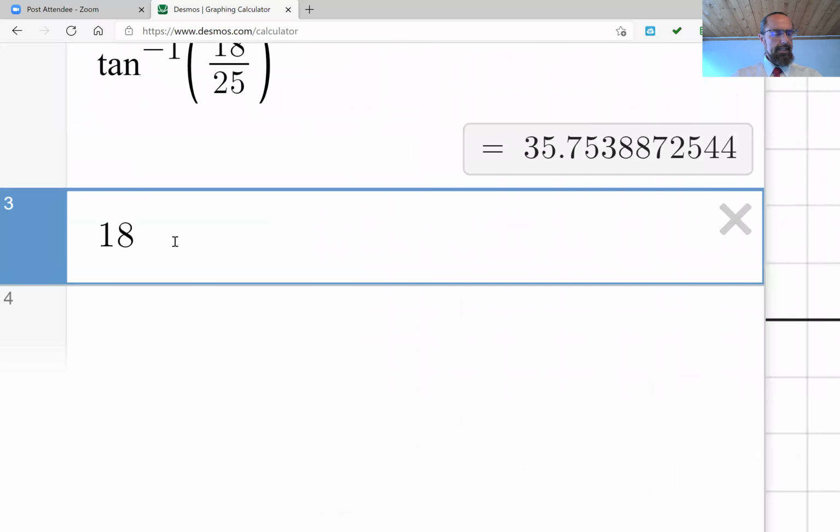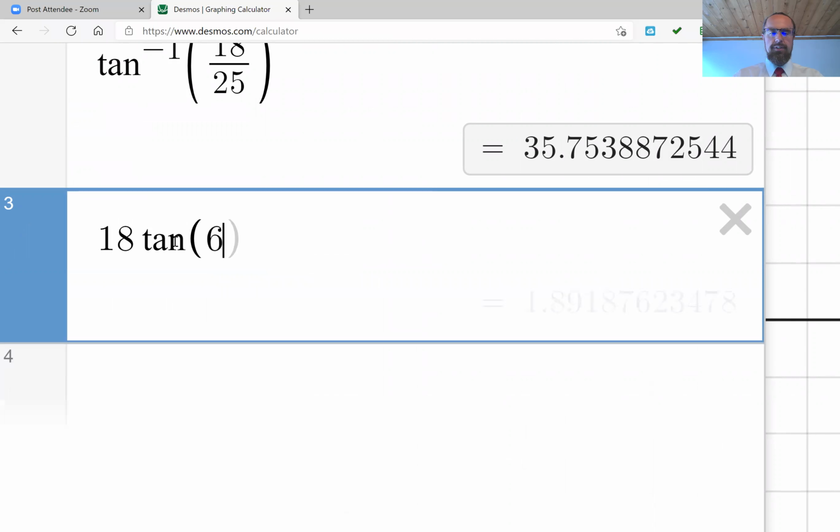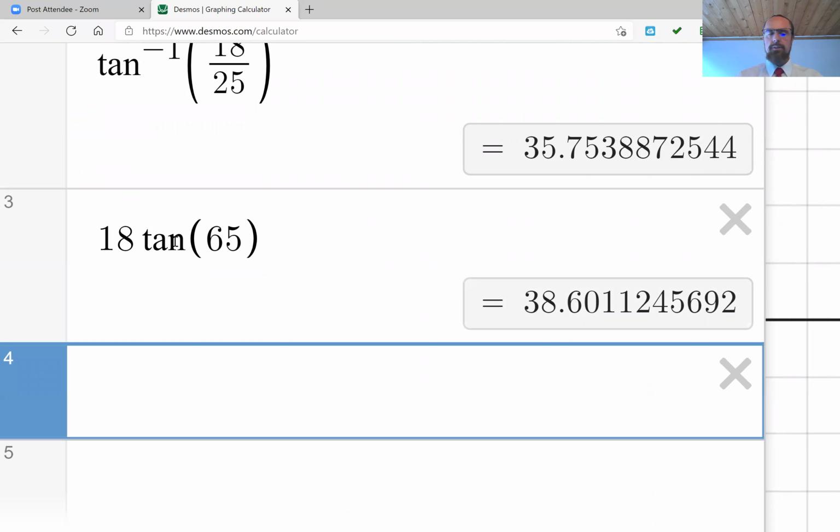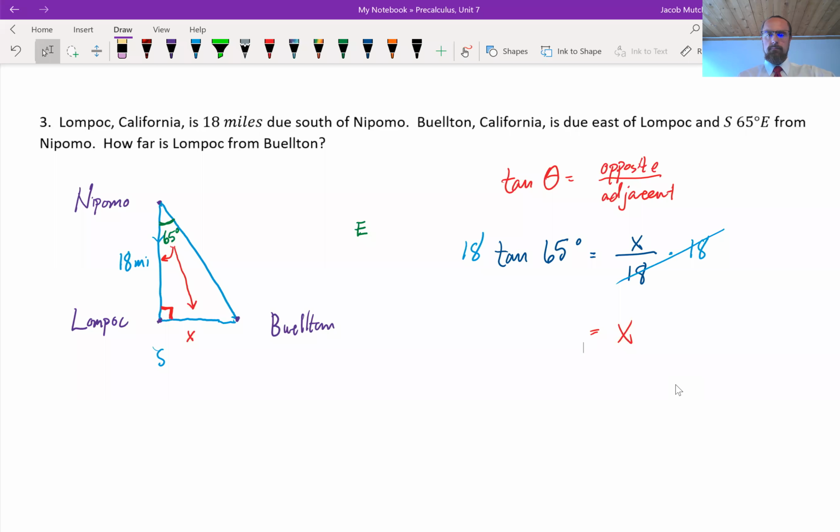So we'll type in 18 times tangent of 65 degrees. And right away we get our solution. That is 38.6 miles. And that solves that example.